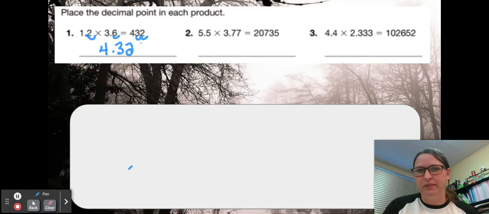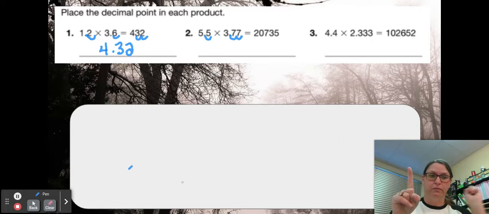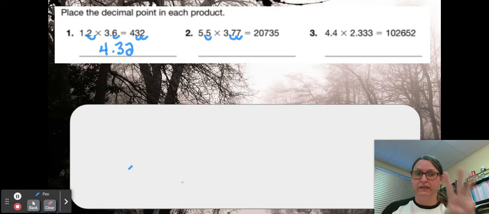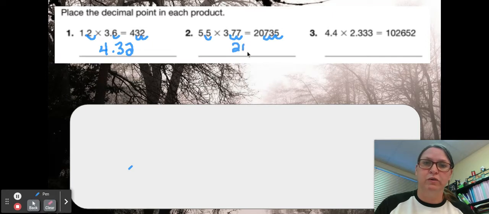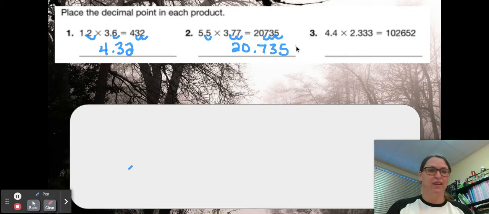Not too hard, right? Now let's do this one right here. I'm going to start here and go in 1 place right here, and 2 places right here. 1 plus 2 is 3. So I'm going to go over 3 places in my answer: 1, 2, 3 places. So I've got 20.735. That wasn't too hard, was it?